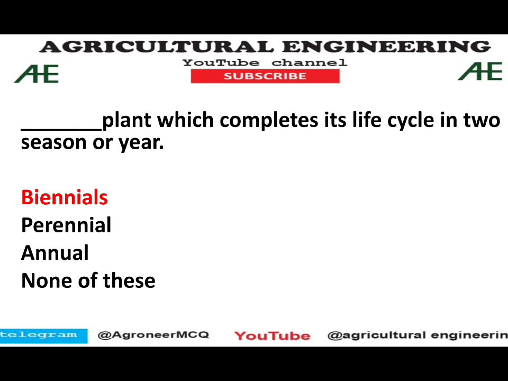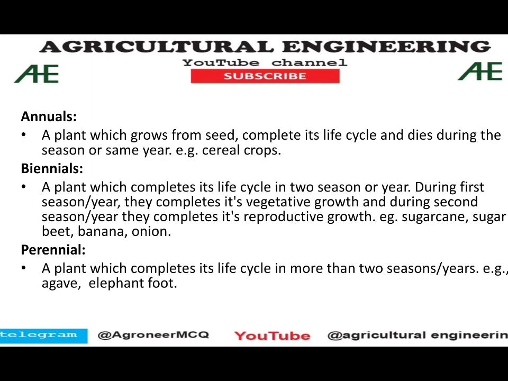Biennial plant completes its life cycle in 2 seasons or years. Which are annual plants? Annual plants are those which grow from seed, complete their life cycle and die during the same season or year. Example, cereal crops. Biennials means a plant which completes its life cycle in 2 seasons or years. During the first season or year, they complete their vegetative growth, and during the second season or year, they complete their reproductive growth. Example, sugarcane, sugar beet, banana and onion.